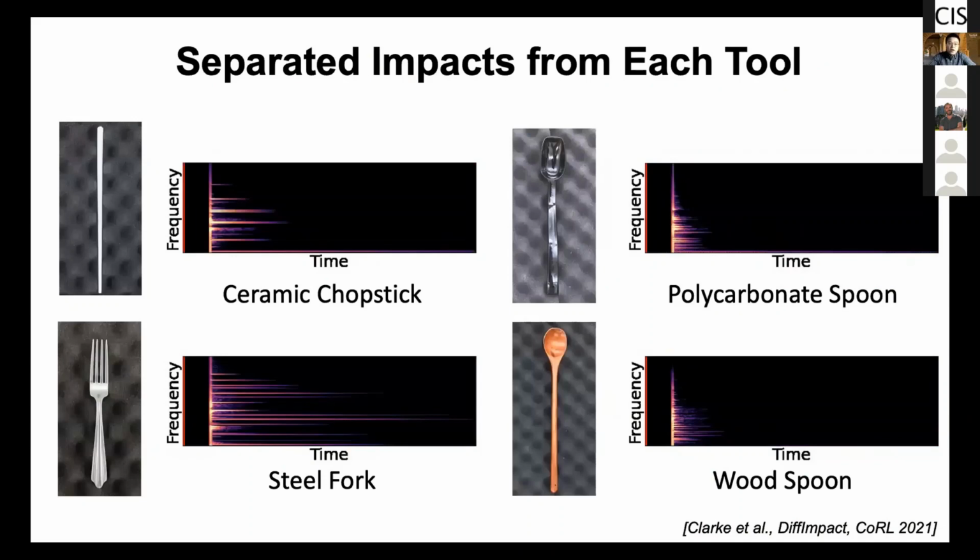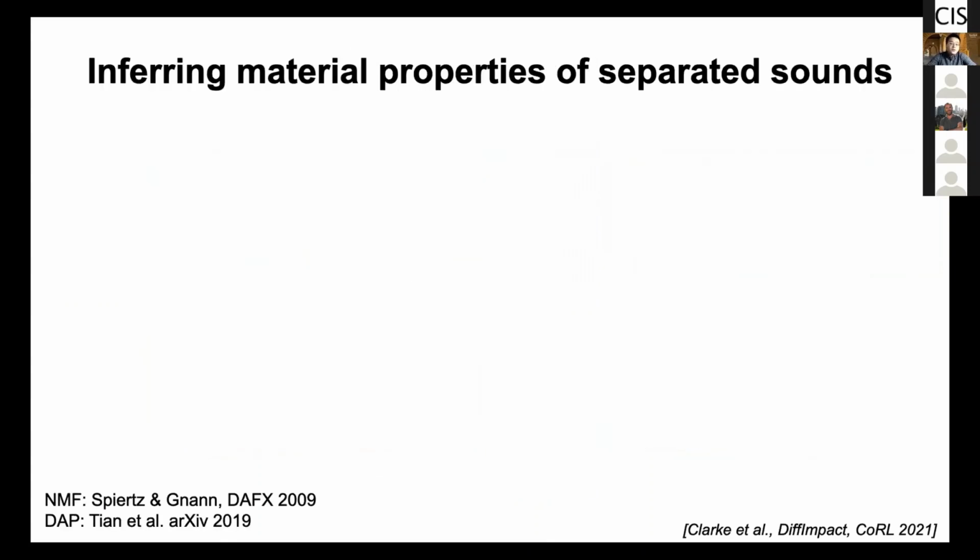And we can also fit acoustic models for each of the tools used when striking the object. So here are the separated impact sounds for each of the tools: the ceramic chopstick, the polycarbonate spoon, the steel fork, and the wood spoon. So our model separates the sources of these pairwise impact sounds.